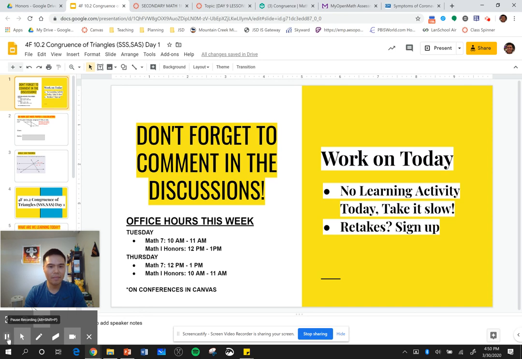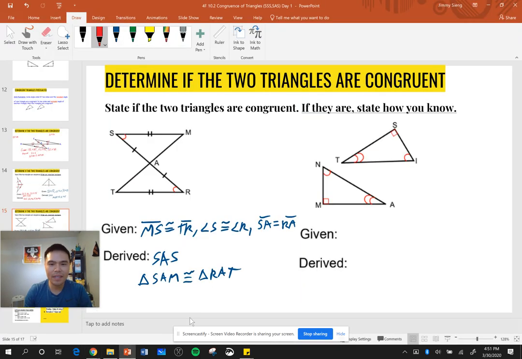Ready? Go ahead. Okay, I realized that the last one we need to talk about. Kind of crazy. But let's go ahead and look at this first one here, right? We have here, looks like side MS is congruent to TR, and angle S is congruent to angle R, and then SA is congruent to RA. So it looks like we have a side angle side, okay? So we're going to derive that as, because we have this given, I have side angle side, therefore triangle SAM is congruent to triangle RAT, okay?